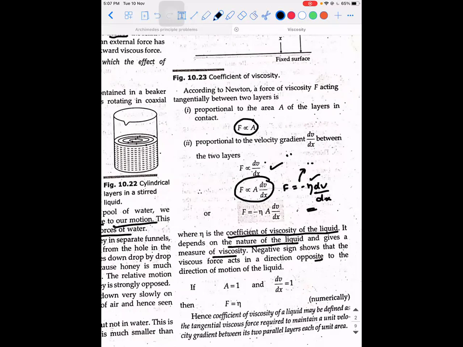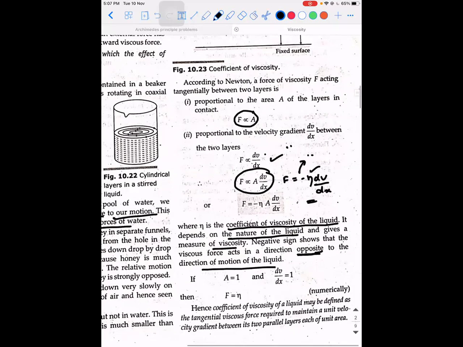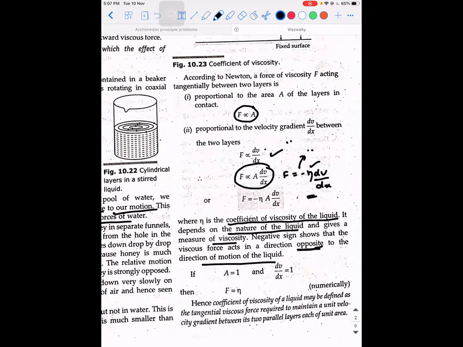So the negative sign shows that the viscous force acts in the direction of whom? Opposite to the direction of motion of the liquid. I hope you have made a note of all these points and it is in your mind. Now, we will define the coefficient of viscosity in terms of viscous force.